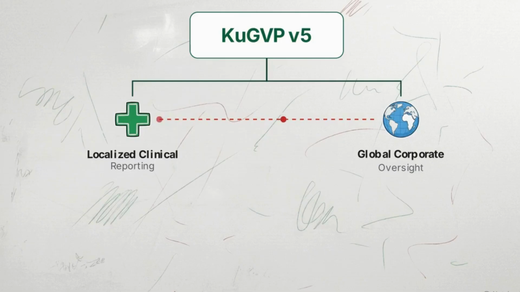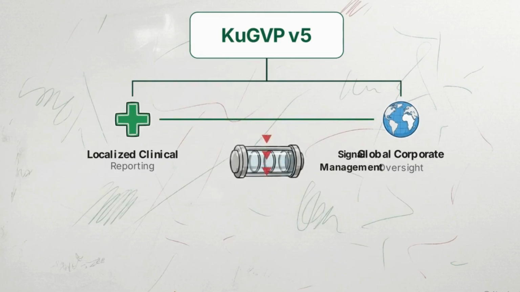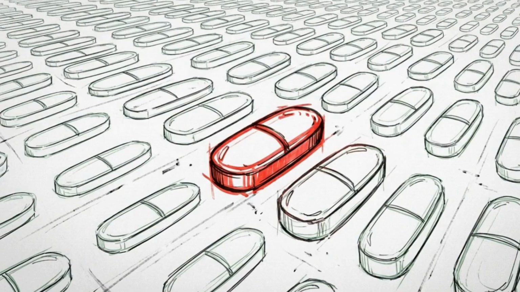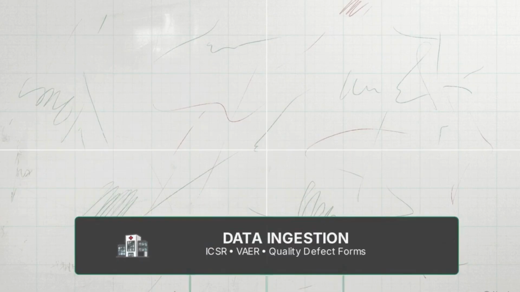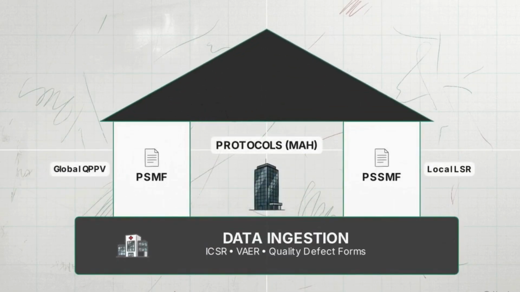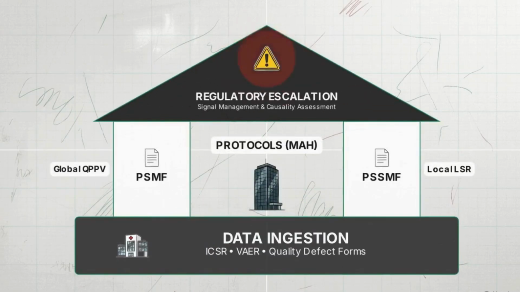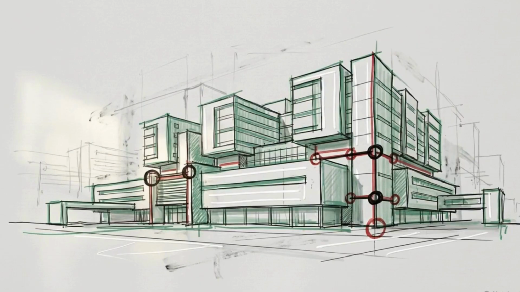The clinical nodes that gather raw patient data must interface seamlessly with a divided corporate architecture. Only when these two halves connect can they fuel an active signal management pipeline capable of identifying actual risks. To understand how this ecosystem identifies a single dangerous drug interaction out of millions of doses, we have to build the architecture from the ground up, starting with the first principles of data ingestion and following the protocols all the way to regulatory escalation. The base unit of the KU-GVP framework sits directly inside hospitals and clinics.